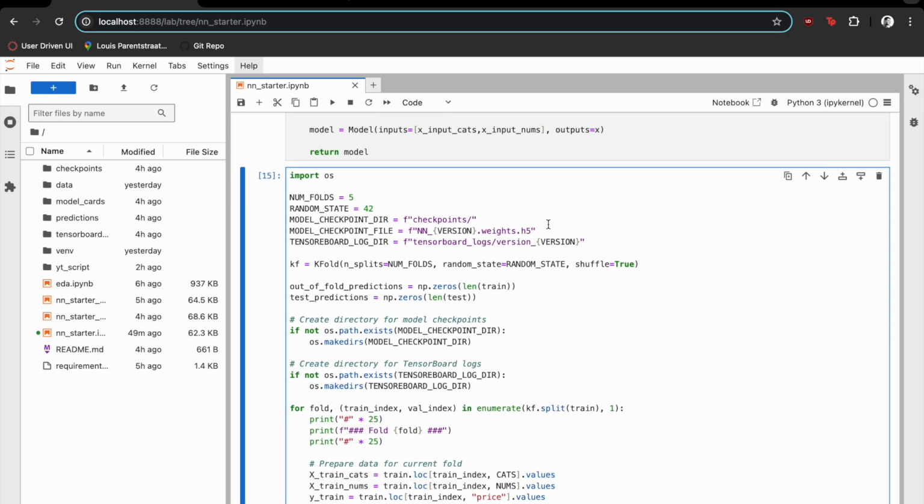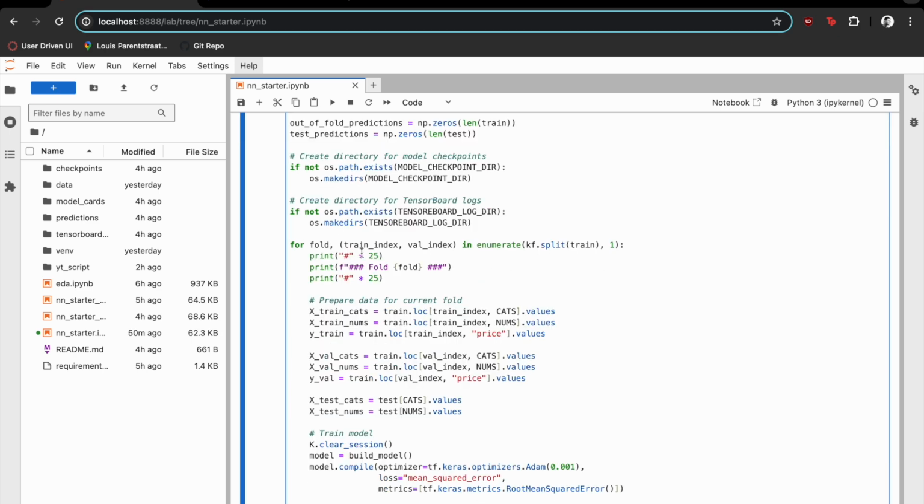We are using five-fold cross-validation to ensure our model generalizes well. This means we'll train the model 5 times on different subsets of data and average the results. We do that using the k-fold object which is present in the TensorFlow library. And for reproducibility, we are using a random state.